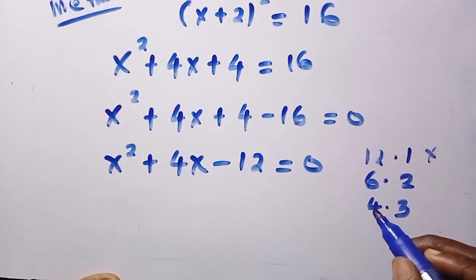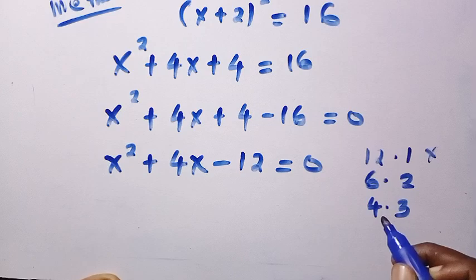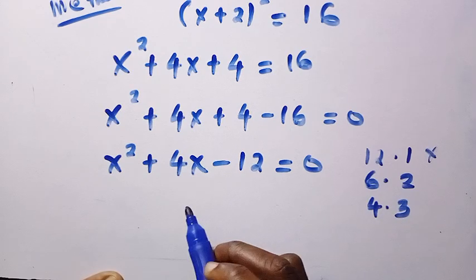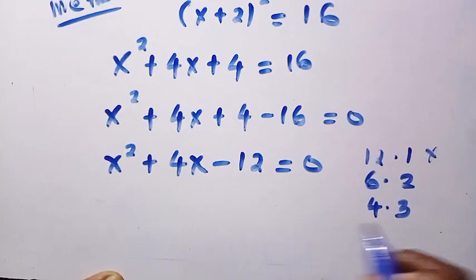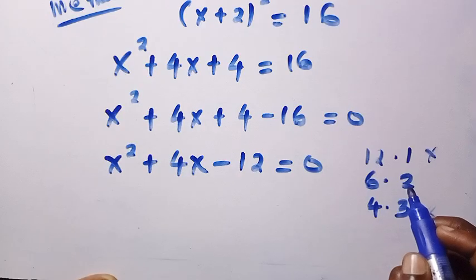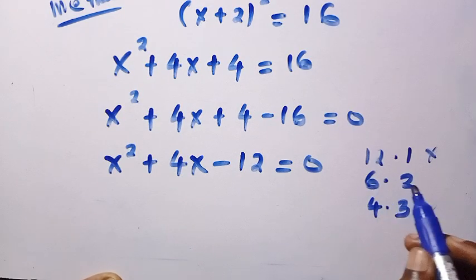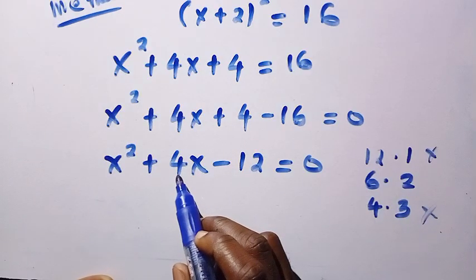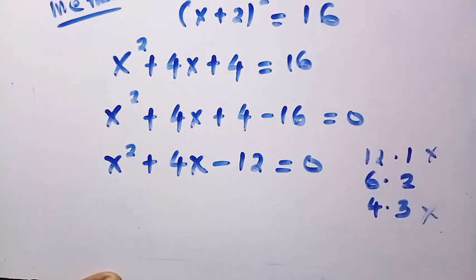And again, 4 plus 3 is 7, it's not equal to this. And 4 minus 3 equals 1. It does not equal 4. Therefore, we are going to neglect this as well. But here, 4 plus 2 is 8, it's not equal to this. But 6 minus 2 equals 4. It equals this. And 6 times -2 also equals -12. So we are going for 6 and 2.